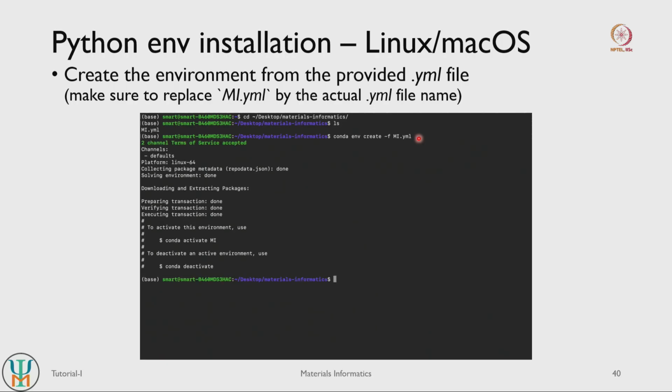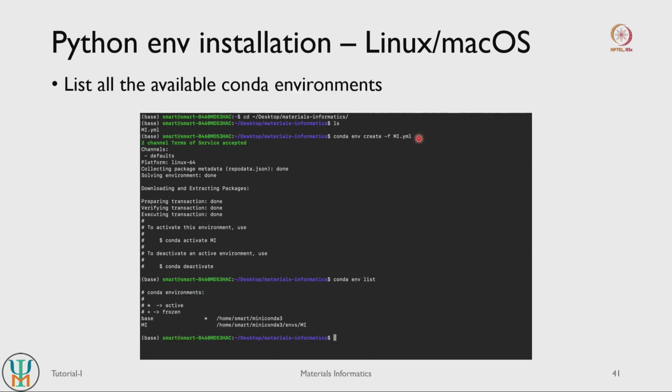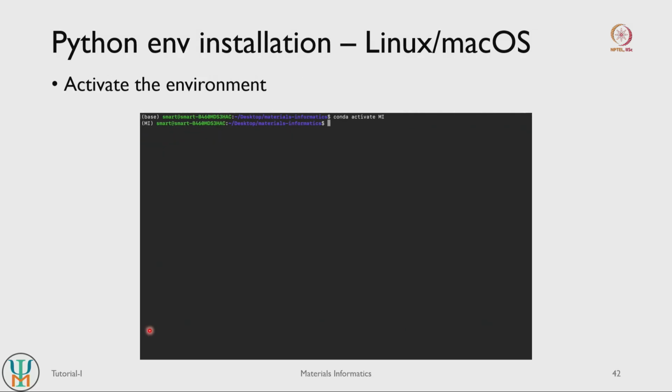This will take a while to run, and after this has finished executing, you can check by typing conda env list, and this should show you two environments. One is the base and the other one is MI, that stands for materials informatics. Now finally you can activate your MI environment, and after you type conda activate MI, you should see MI appear to the left of your command prompt.